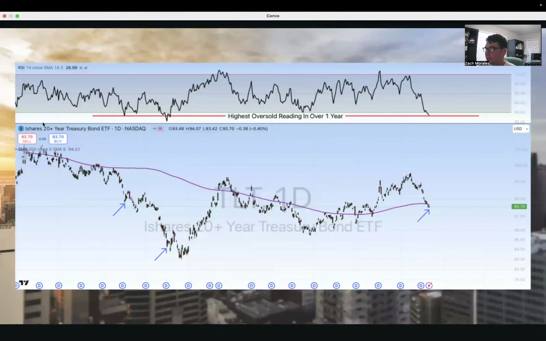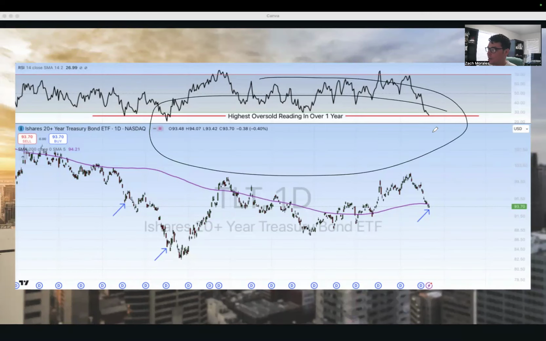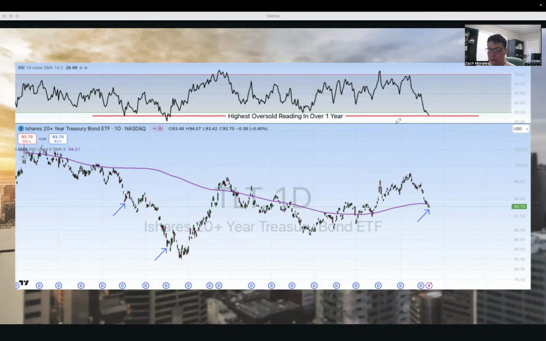We'll get right into the video here, talking about TLT getting its highest oversold reading in over 1 year. Now, this is not a good sign, okay? People often confuse the RSI with a buy-sell indicator. If something's overbought, you sell. If it's oversold, you buy, when really it's a momentum indicator. And what we're seeing is that we are having the worst momentum we've seen in over a year.